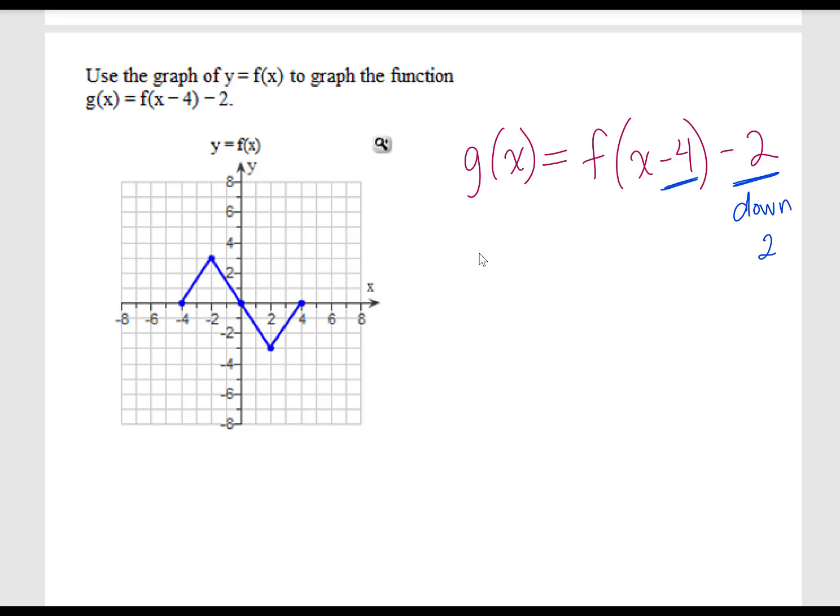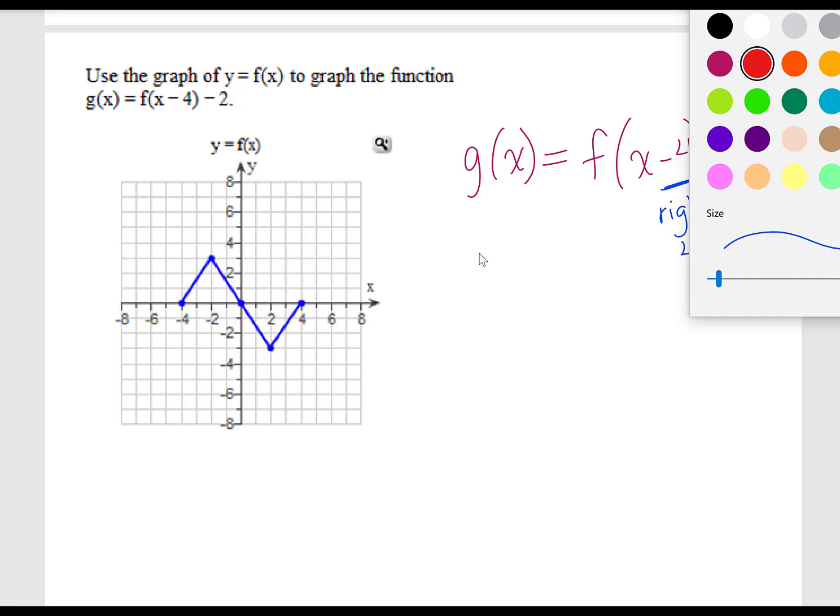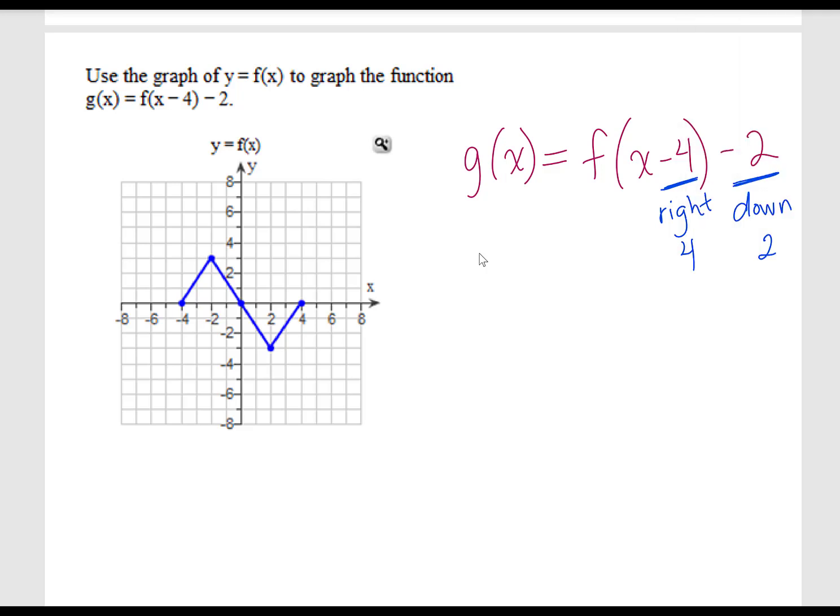This minus 4 is housed in with the x. It's inside the function, so it's going to affect my x's, left or right, but it's not true to the sign. So minus 4, I would want to go left, so I'm going to go right instead. Okay, y's true to their sign, x's not so much. So every point on this graph will go right 4 units, down 2 units.